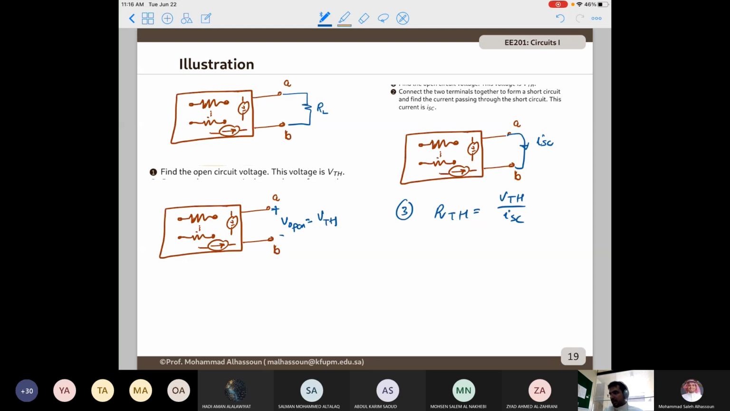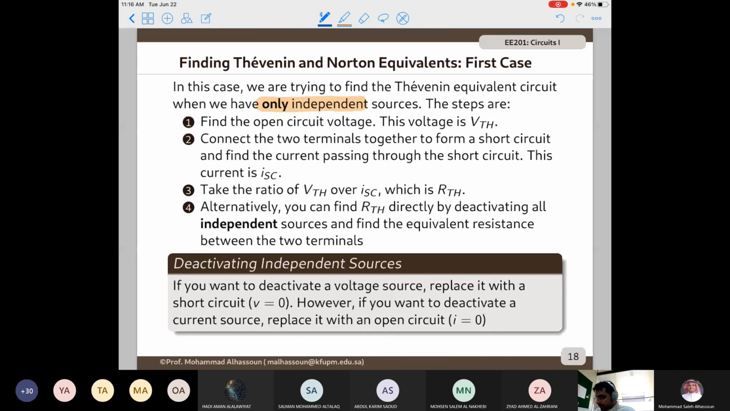It turns out there is another way. If you have independent sources, you can actually deactivate all independent sources and find the equivalent resistance between the two terminals. So if you want to deactivate the sources, you mean you want to zero these sources, you want to remove the contribution of these sources.